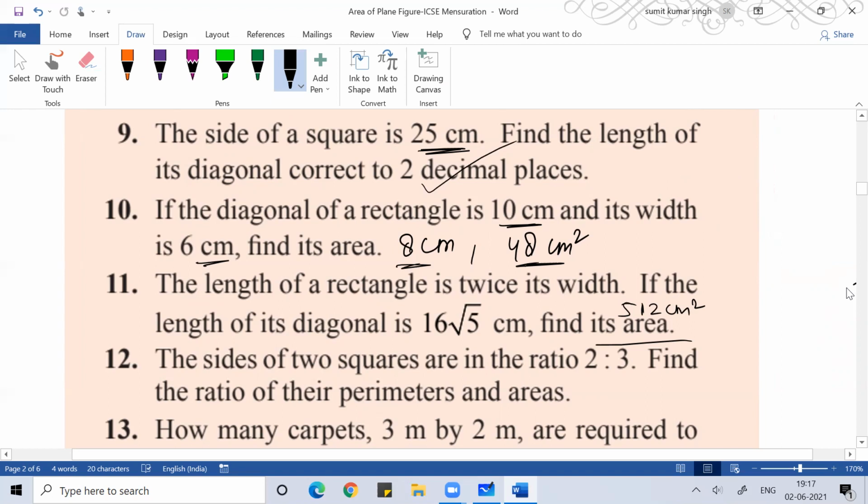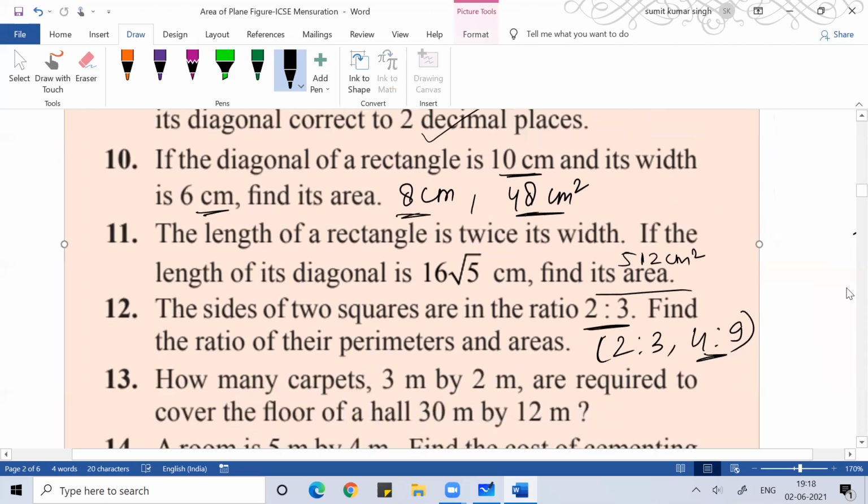So we need to understand that perimeter ratio will not change. Yes, sir. The ratio is 2 is to 3. The perimeter ratio will also be 2 is to 3. And area ratio, we'll find 4 is to 9. And we'll see there's no common factor. X square, X square will get cancelled. So area ratio will be 4 is to 9. Side ratio, perimeter ratio will remain the same.